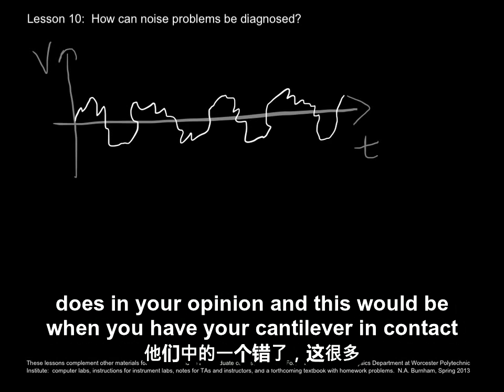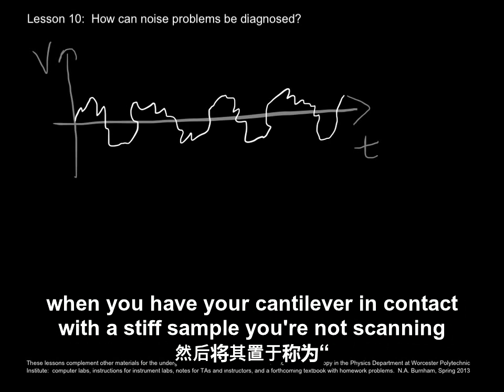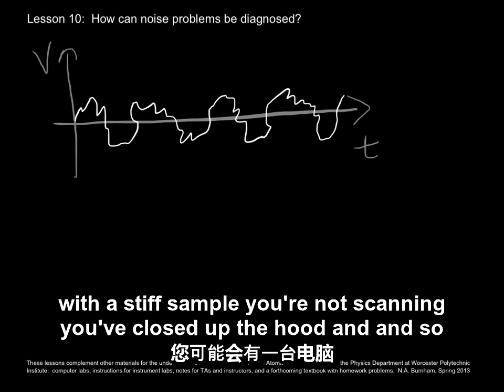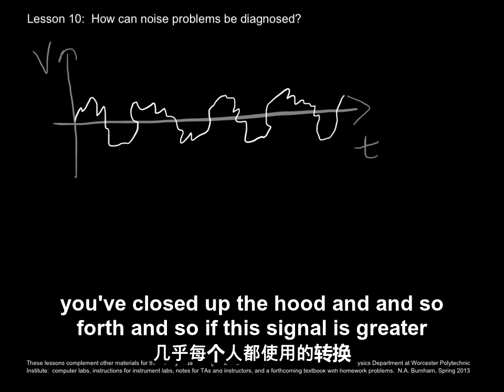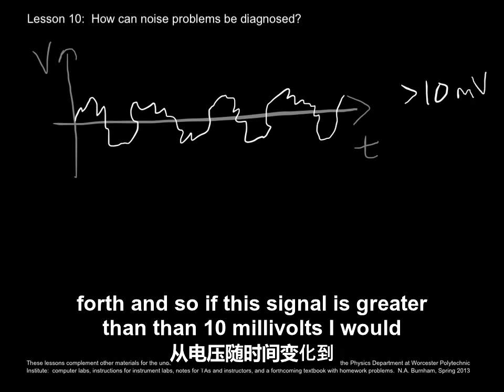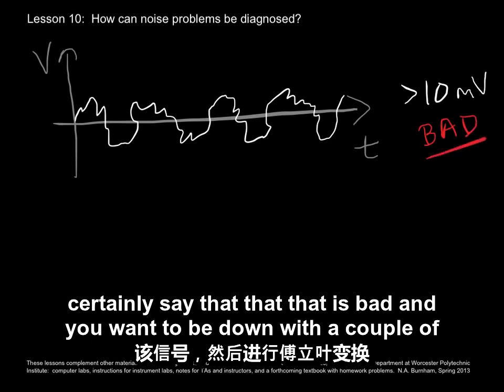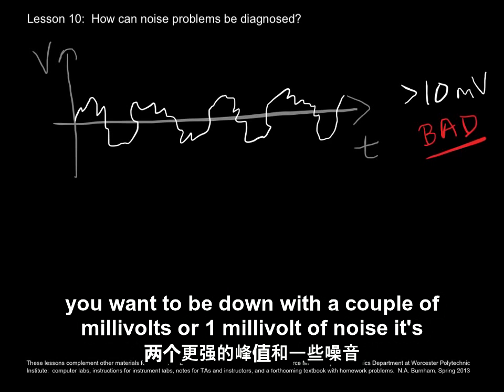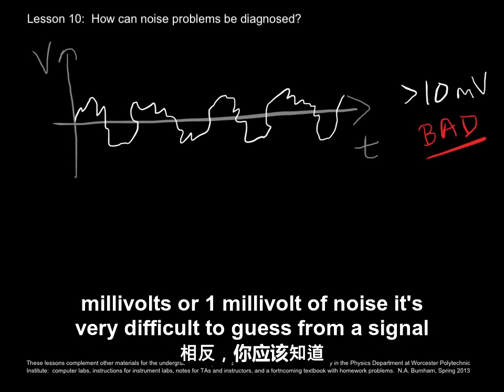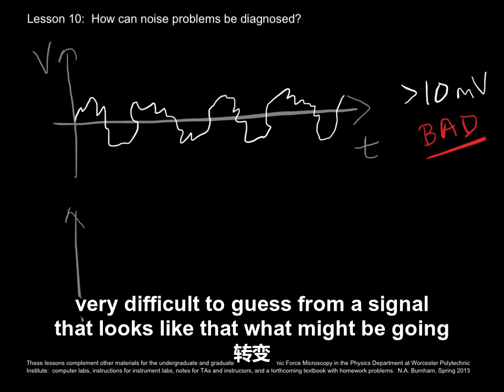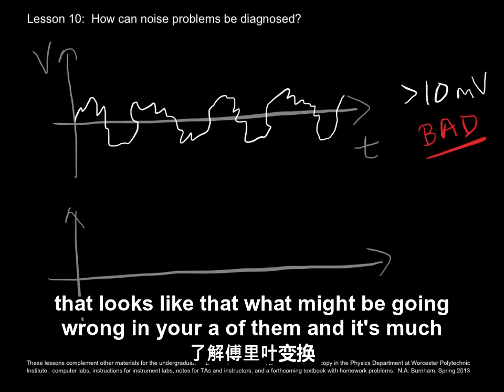And this would be when you have your cantilever in contact with a stiff sample, you're not scanning, you've closed up the hood and so forth. If this signal is greater than 10 millivolts, I would certainly say that is bad, and you want to be down to a couple of millivolts or 1 millivolt of noise. It's very difficult to guess from a signal that looks like that what might be going wrong in your AFM.